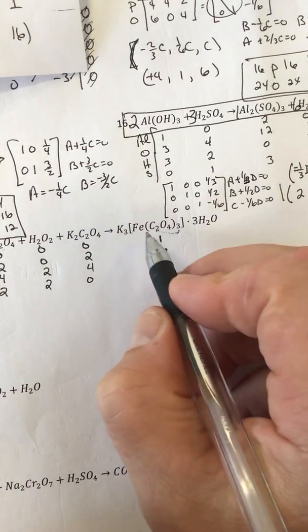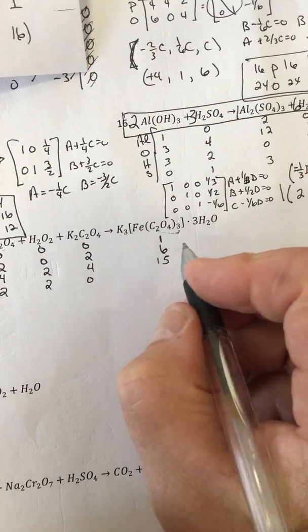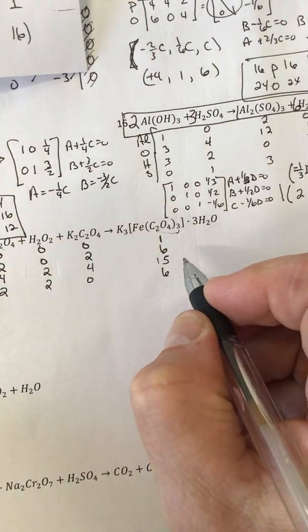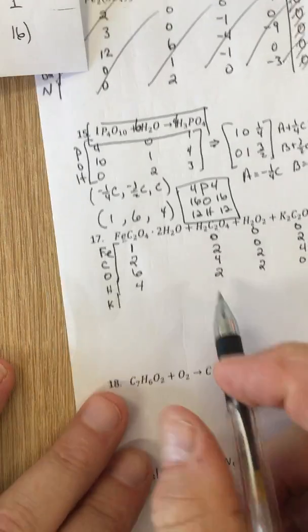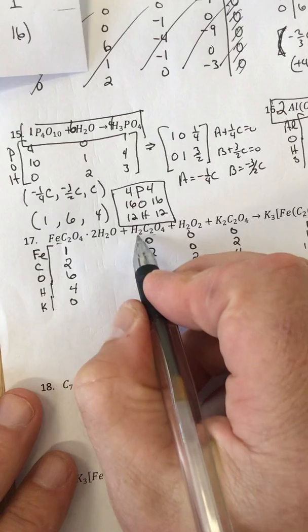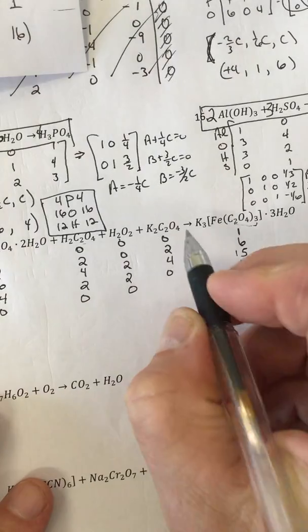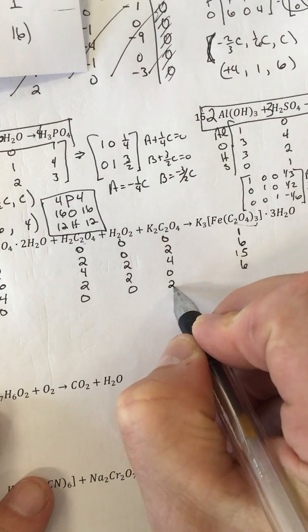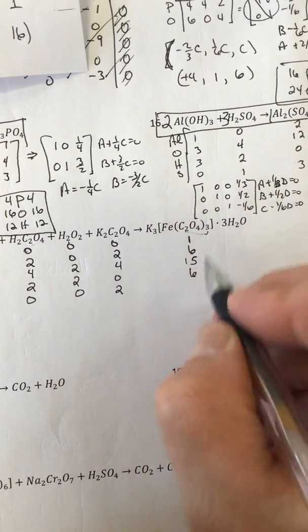Okay, let's find the hydrogens here. So there's none there, but there's a double 3 times, so there's 6. And the last one, K. No K's there. No K. There's none there. Looks like there's 2 sitting right there. Okay, there's 3 of them.